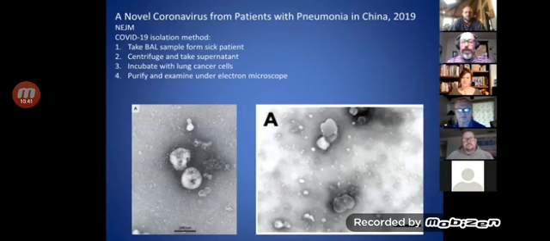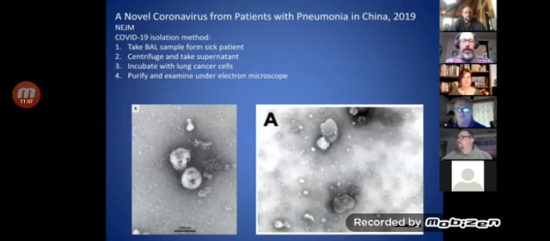So I want to talk about the second paper, because this is going to help us merge these two ideas of a virus and an exosome, and are they the same thing? This is also from the group in China. This one is published in the New England Journal of Medicine, and they had a slightly different protocol, but essentially it was very similar. So what they did is, once again, they did that procedure to get the lung fluid.